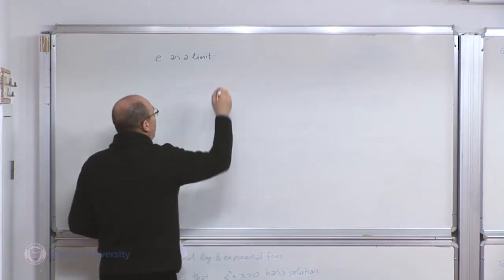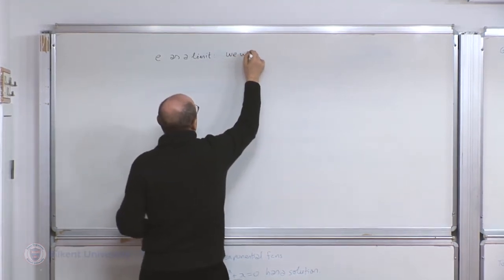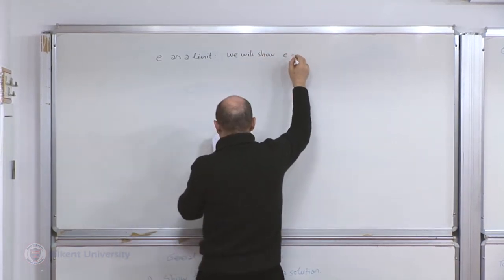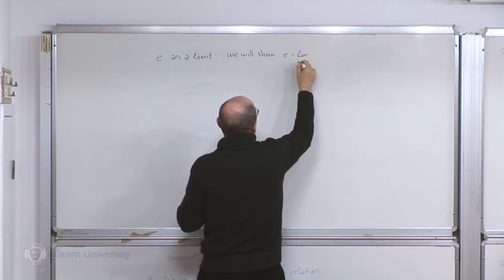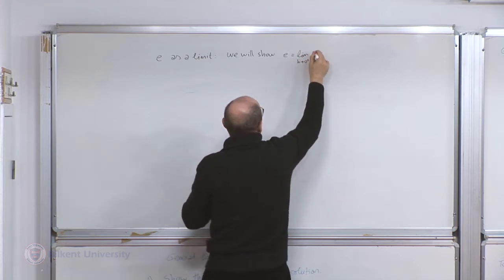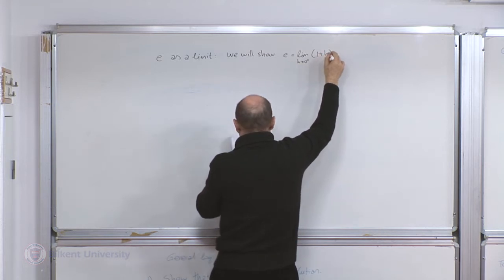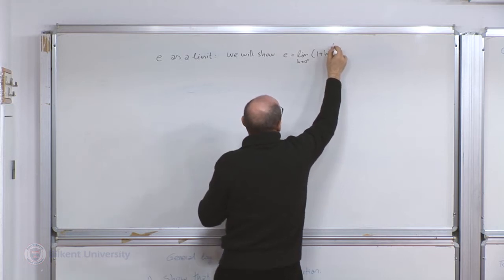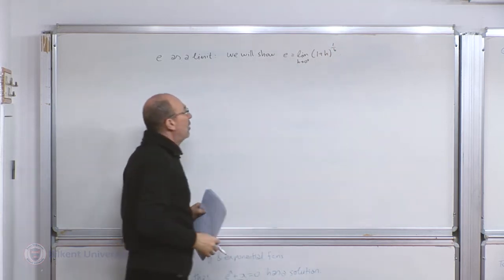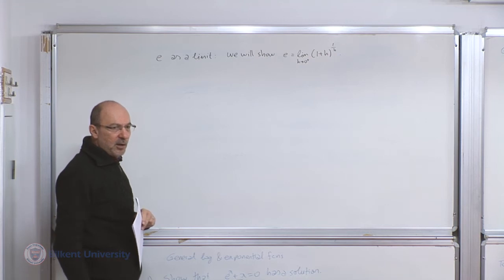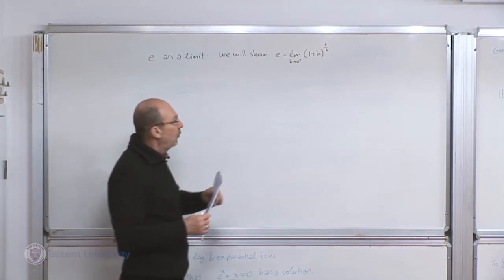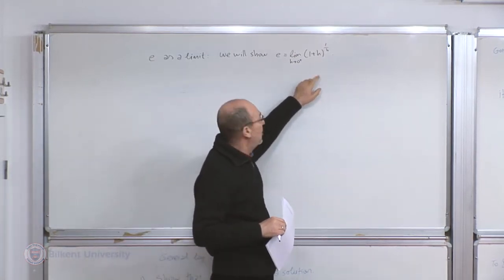So we want to show here that e is equal to the limit as h goes to 0 from the right of (1 plus h) to the power 1 over h. Later on we'll see a quick way of proving this using L'Hopital's rule, because you see this is an indeterminate form. Two forces are fighting against each other.